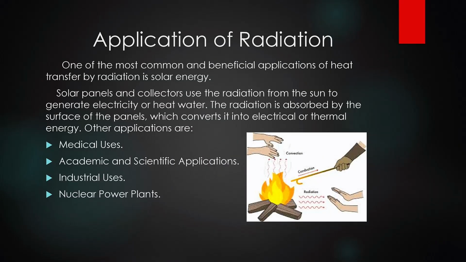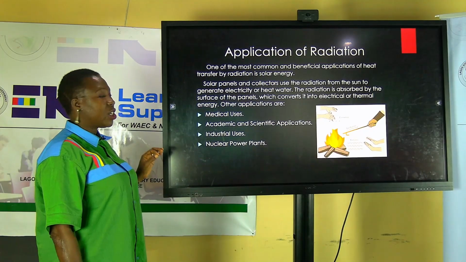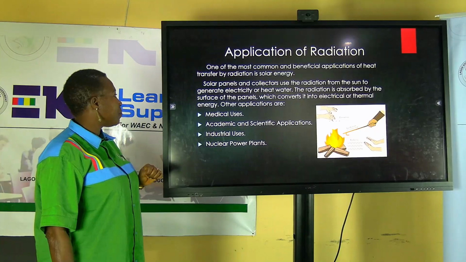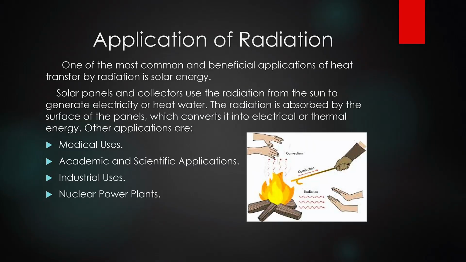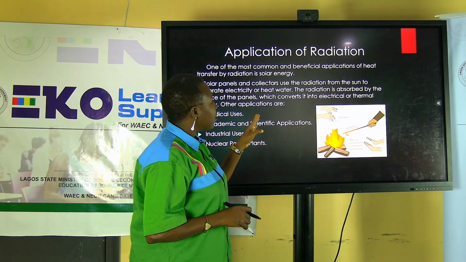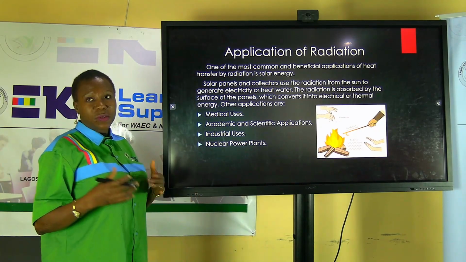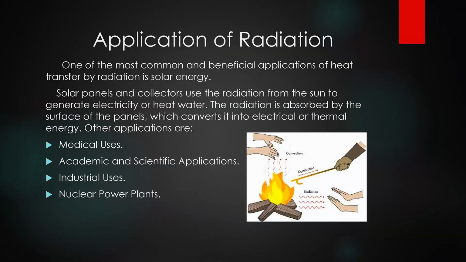Application of radiation. One of the most common and beneficial applications of heat transfer by radiation is solar energy. Solar panels and collectors use the radiation from the sun to generate electricity or heat water. The radiation is absorbed by the surface of the panels, which converts it into electrical or thermal energy.